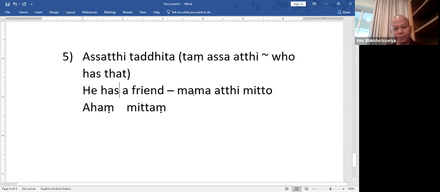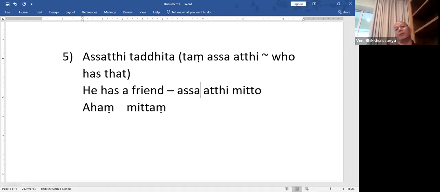He has. In this way, asa ati. This sentence we can translate like a friend is his, something like that. Right. Like just for us to understand. A friend is his. A friend is mine. Right. This friend is mine. So that means I have a friend. He has a friend in this way.